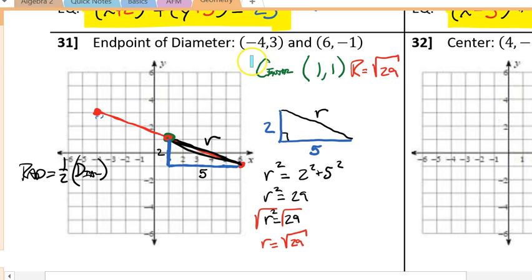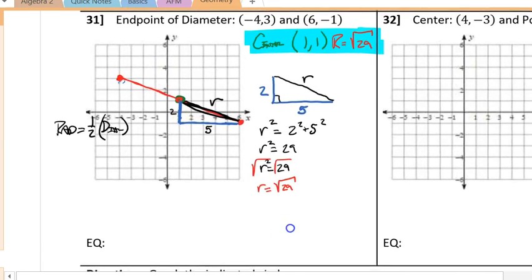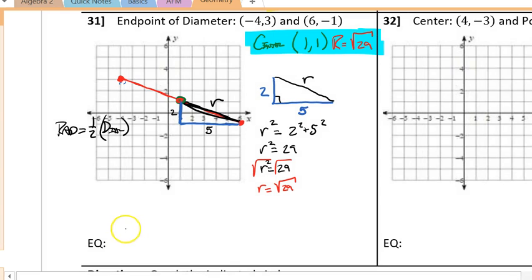Okay, so now I have all my relevant information. What do we do with this relevant information? Well, the whole goal here was to write the equation of the circle. So let's go ahead and do that right underneath. Well, the equation of the circle is x squared plus y squared equals... opposite x and opposite y gives me -1 and -1 from above.